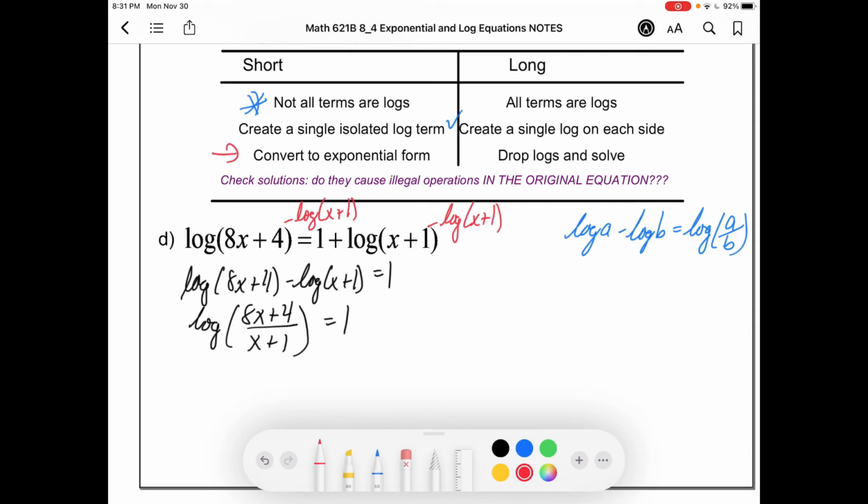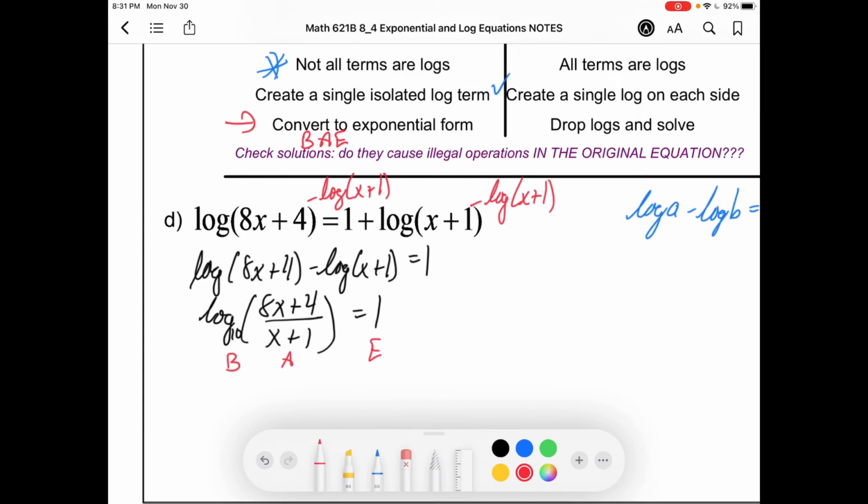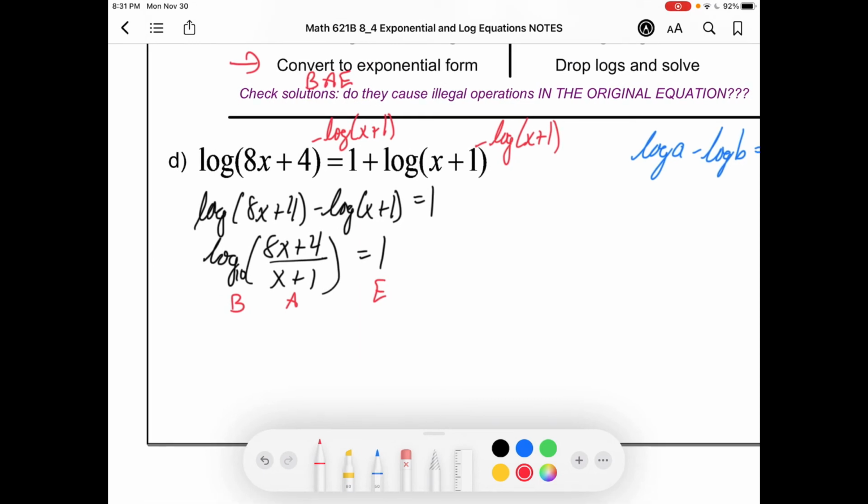Okay? And when we do that, we really mean base. So let's, oh dear, there's no base shown on this. If there's no base shown on a log, the base is assumed to be 10. So this is a base, an answer, and an exponent. Let me put it in those terms. So I'll have base is 10 to the power of 1 equals the answer of 8x plus 4 all over x plus 1. Or I guess if I get rid of that exponent, it's just 10 equals 8x plus 4 over x plus 1.